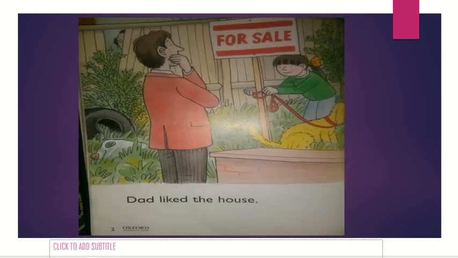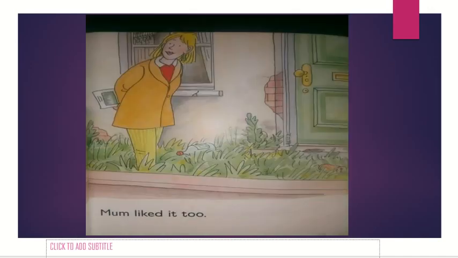Once again, you can see notice board outside the house. Look at the picture. Biff and Floppy is here. And who is this character? Yes, very good. This is Dad. Read this sentence with me. Dad liked the house. Repeat the sentence. Dad liked the house. Underline Dad and underline liked. Done? Very good. Now open page number 3.